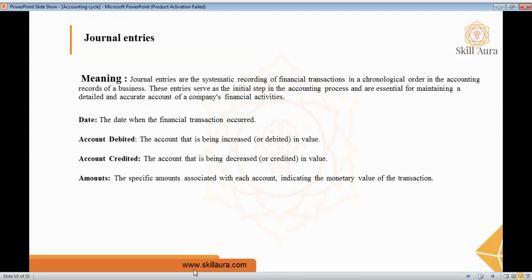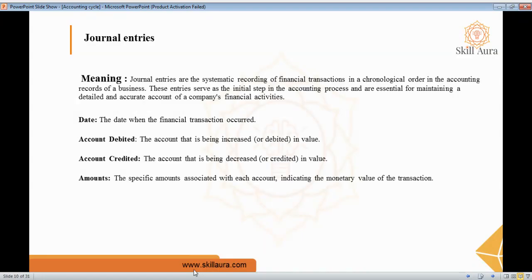We have to understand the systematic record of financial transactions, kept in chronological order to maintain the accounting record of the business. Here we'll have columns: date, accounting debit, accounting credit, and amount. In the date column, we'll post the date on which the financial transaction occurred. We'll analyze the date given in the transaction and fill it.